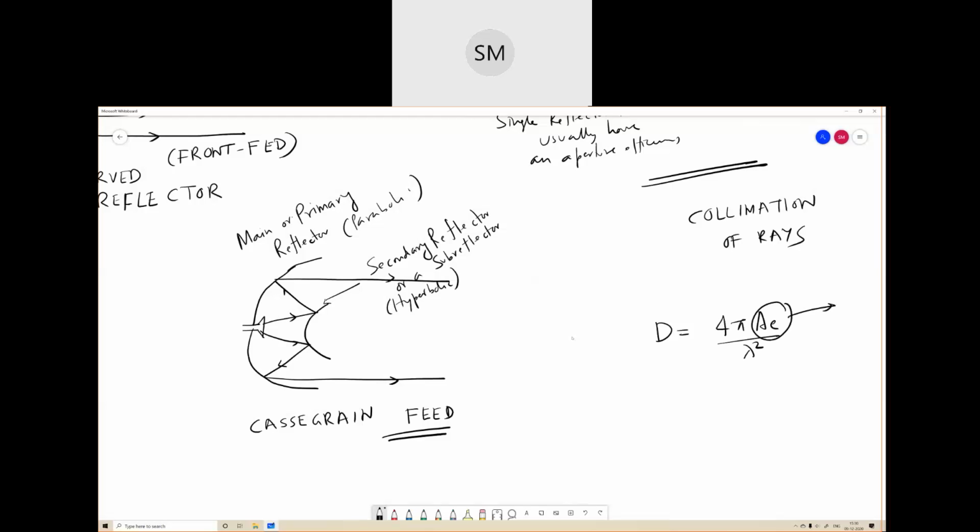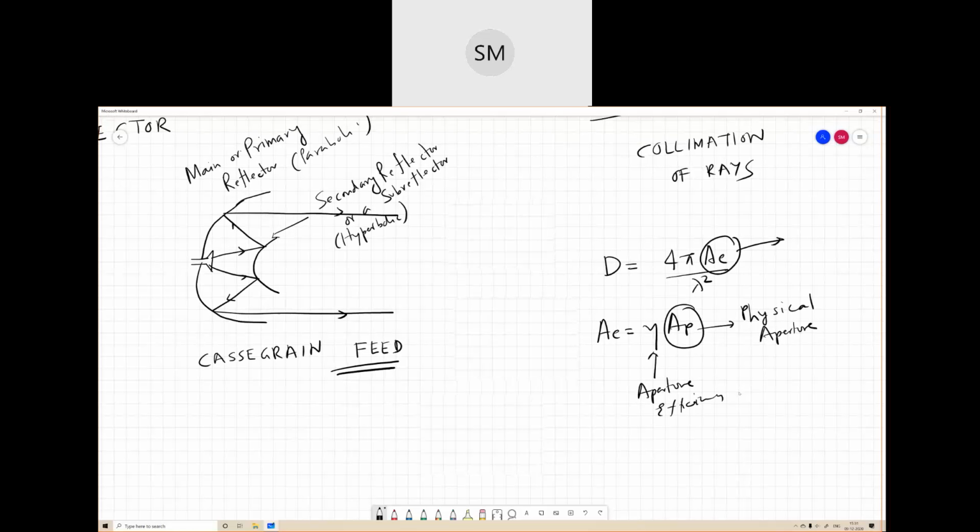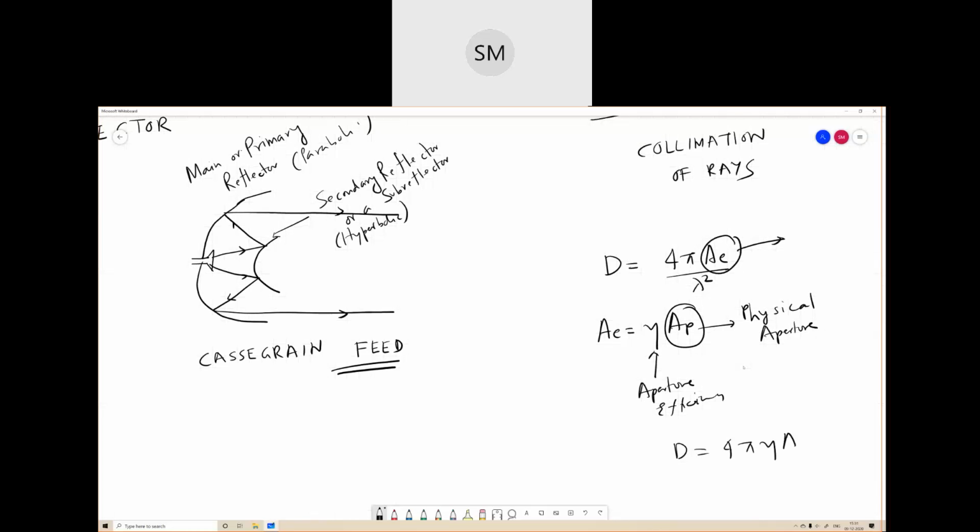Absolutely correct. It is the effective aperture. And the effective aperture is related to the physical aperture by the aperture efficiency, AE equal to eta times AP, where AP is the physical aperture. This can actually be measured. This is called the aperture efficiency. So combining these two equations, D is equal to 4 pi eta AP by lambda square.